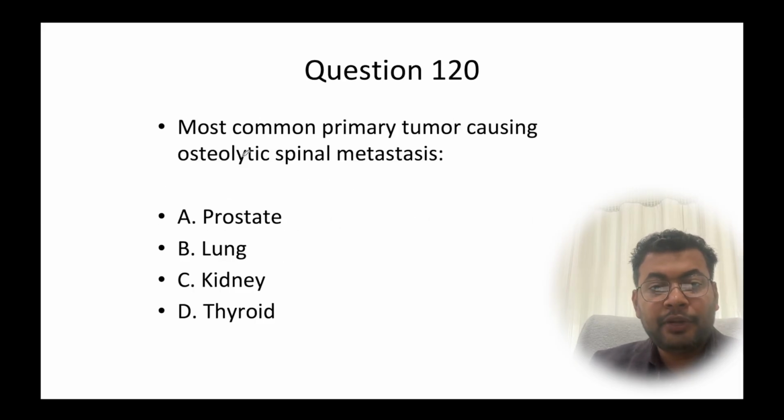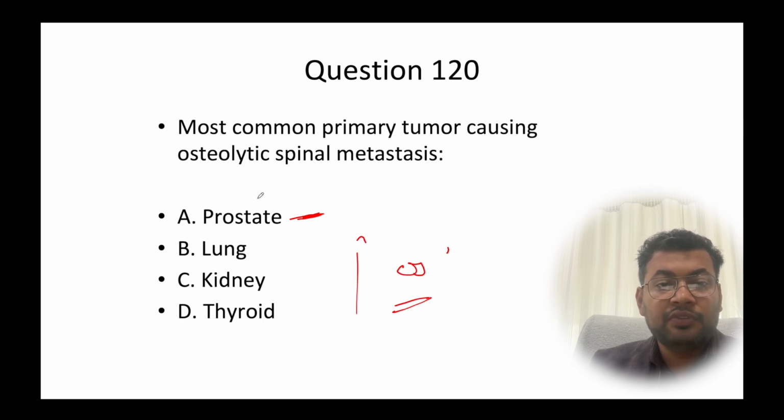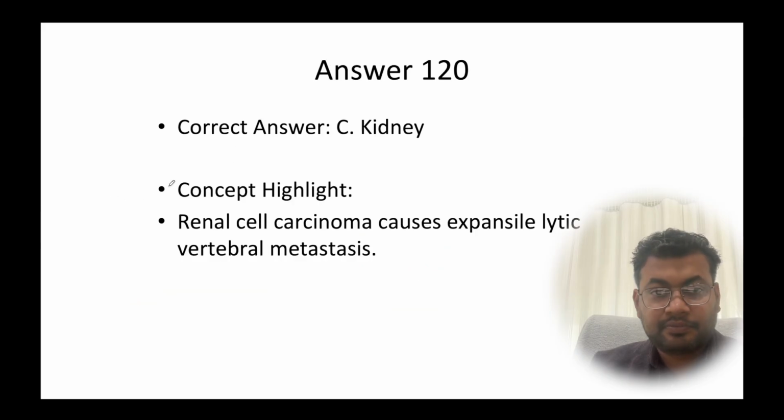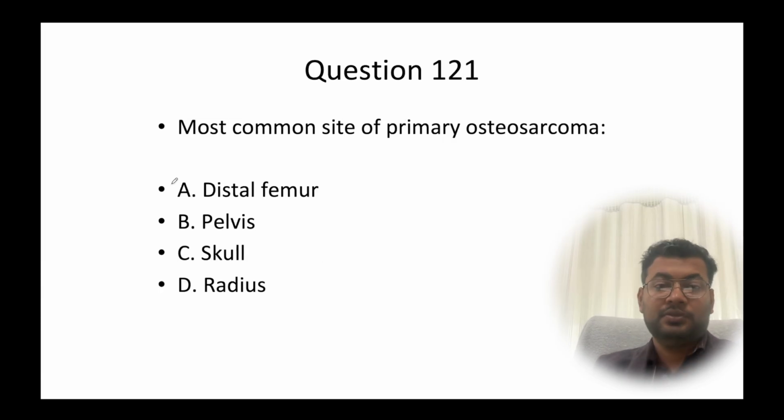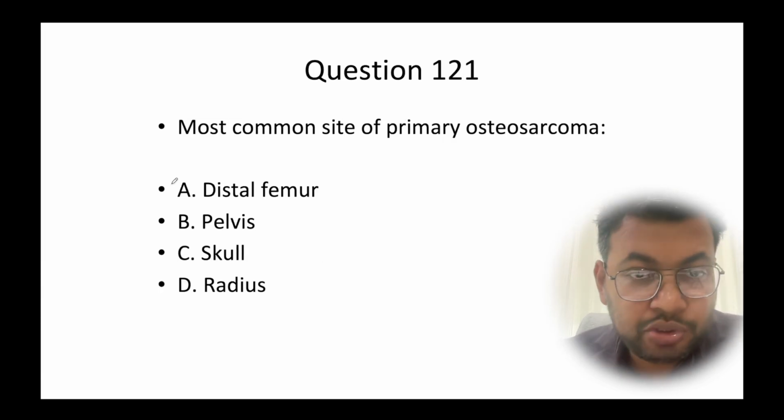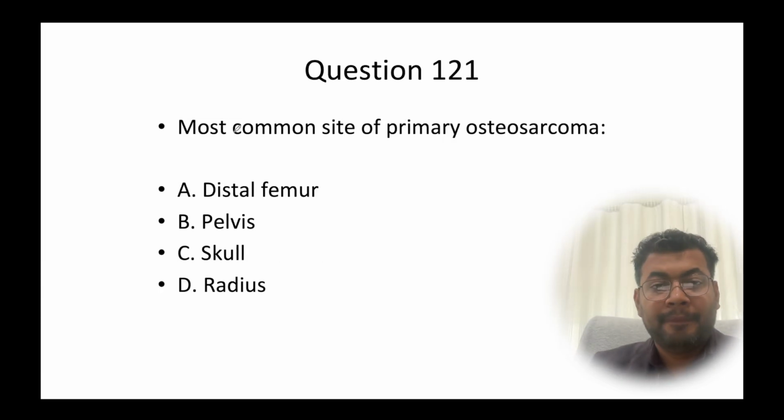Most common primary tumor causing osteolytic spinal metastasis. So prostate will cause sclerotic. Lung, kidney and thyroid all will produce osteolytic, and out of which the most common is renal. Most common site of primary osteosarcoma, distal femur.